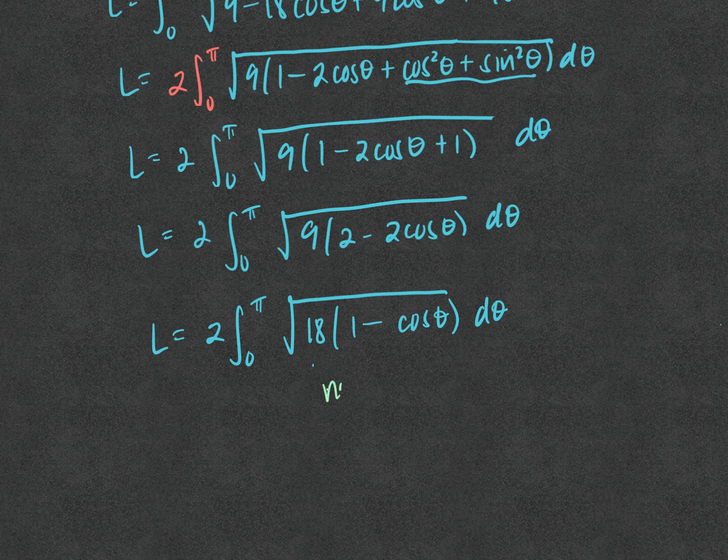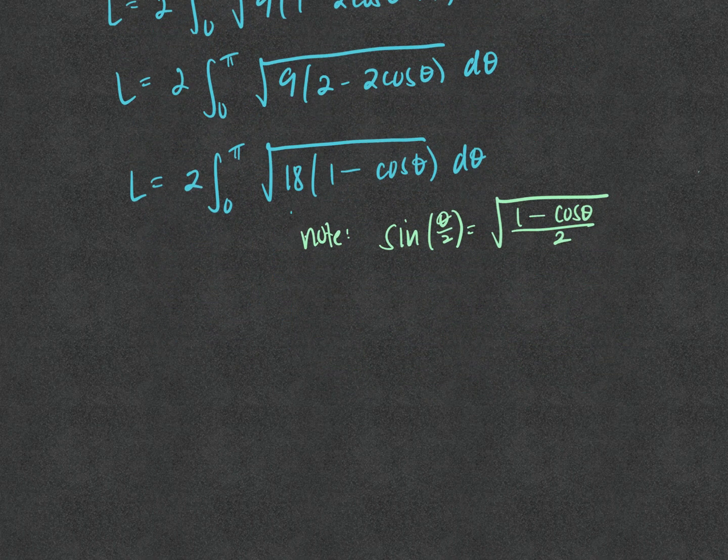Let's say, note that we know that sine of theta over 2 equals the square root of (1 minus cosine of theta) all over 2. Now that 2 is inside the square root. So if you think about that, if I extended my square root, we could do this pretty easily. So let's go back to the problem and say L equals 2, the integral from 0 to pi. So let's make it a big square root.